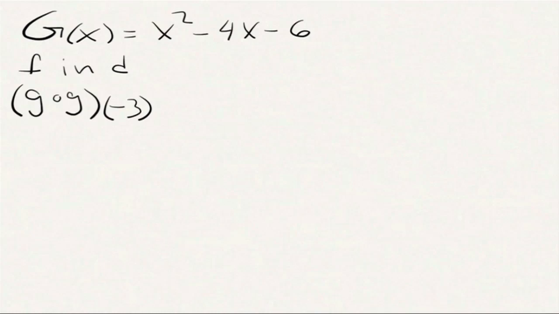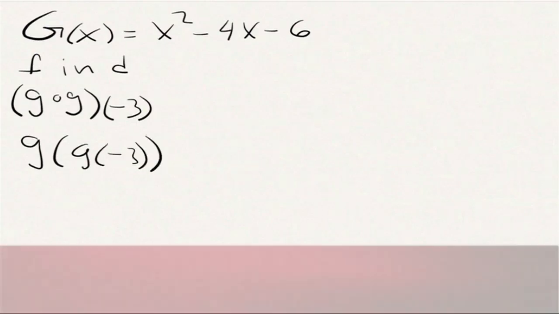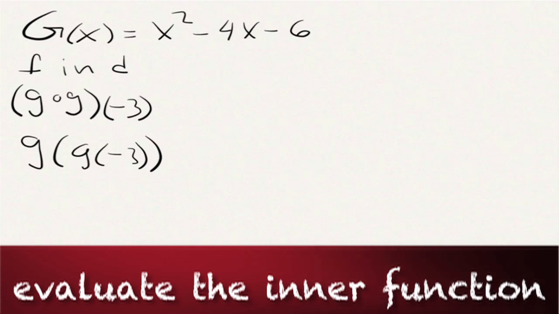Don't mind the small g, see? Because here we say we have g. It's going to be x squared minus 4x minus 6, and they want us to find g of g of 3. So, that's literally g of g of minus 3. Alright, so we need to get that interior part.